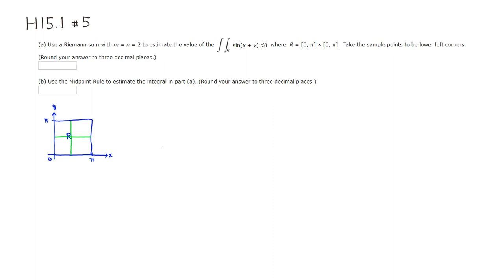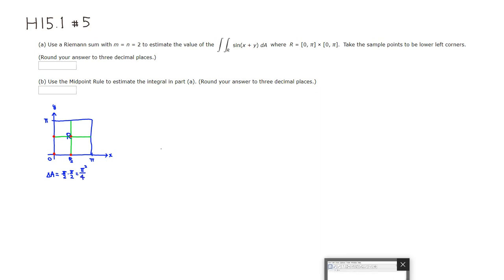We are using the lower left corner, so the lower left corner would be here for this rectangle, and the lower left corner for this rectangle, and this one, and here's that. So those are the 4 points. Then we just have to use those points to approximate it. Delta A in this case is going to be 0 to pi over 2, so it's pi over 2 multiplied by pi over 2. So this is pi squared over 4.